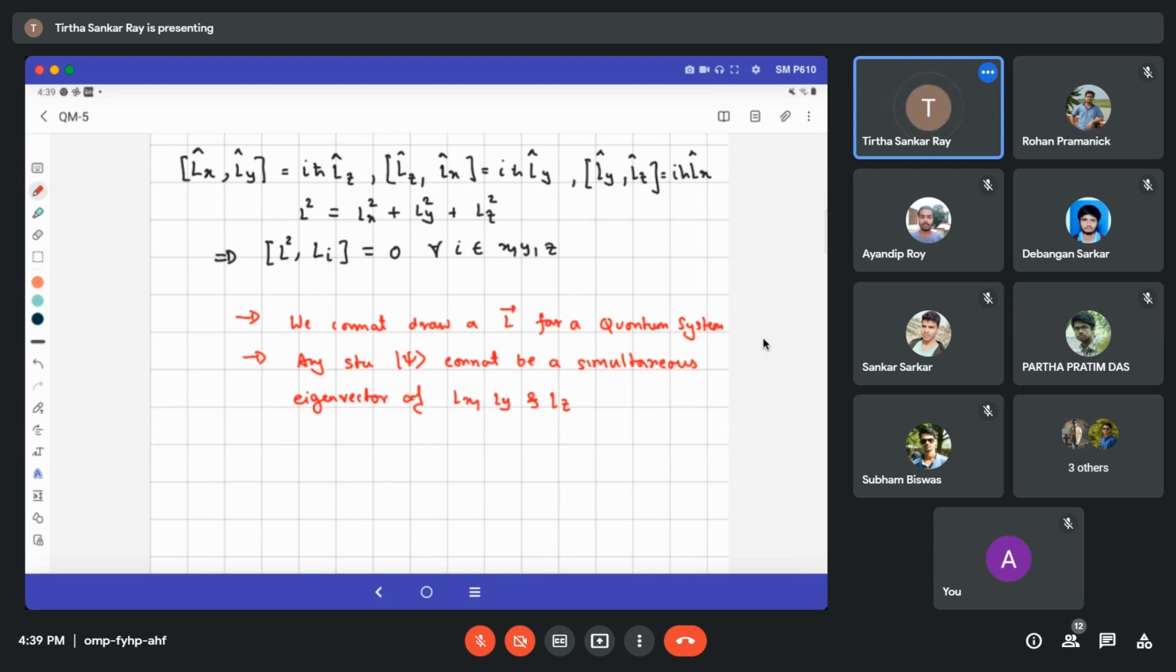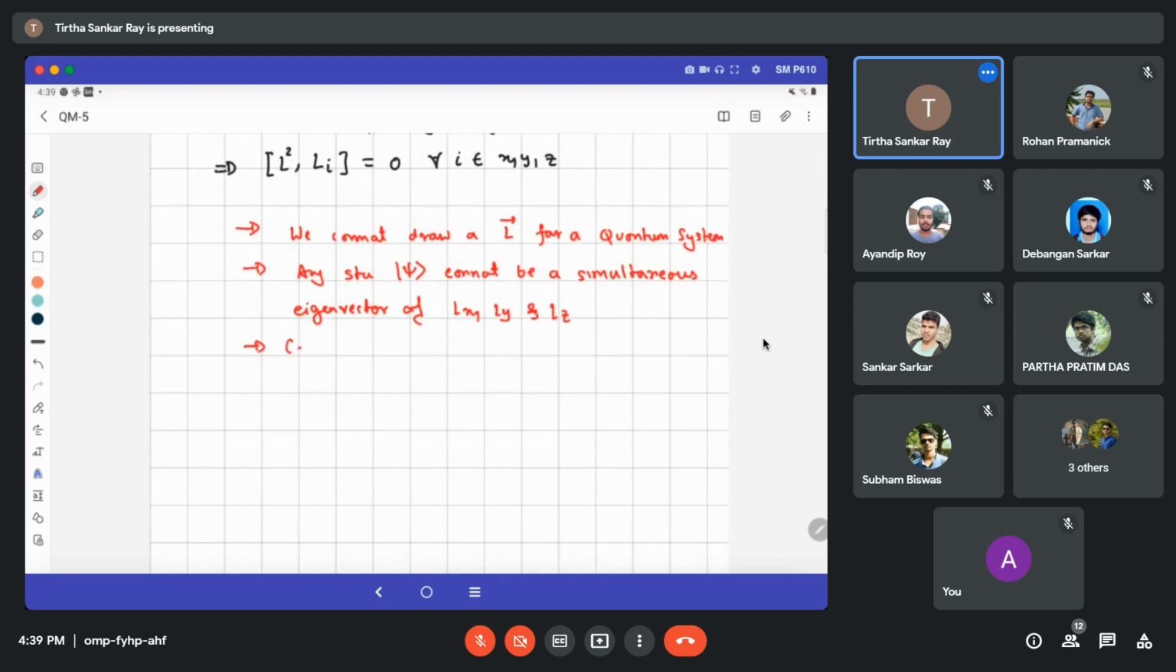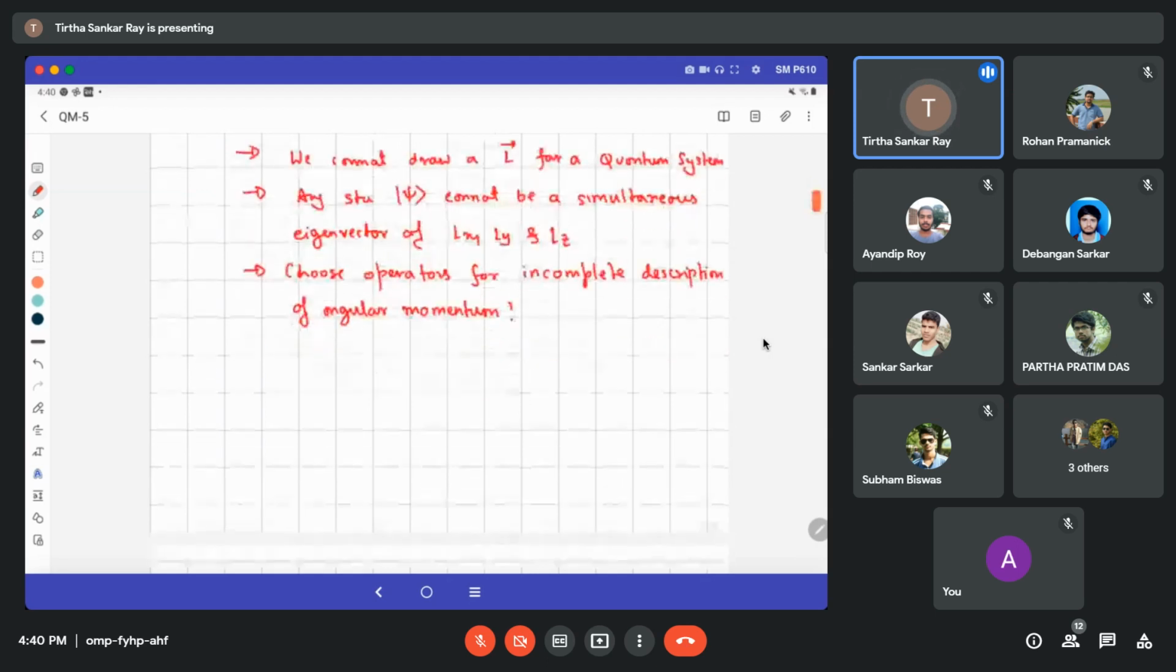And you have to choose the things by which you want to describe angular momentum. Okay, so you have to choose operators for an incomplete description of angular momentum, and it is just a convention. It's just a choice that people usually make by convention: to choose the L square operator and the Lz operator.